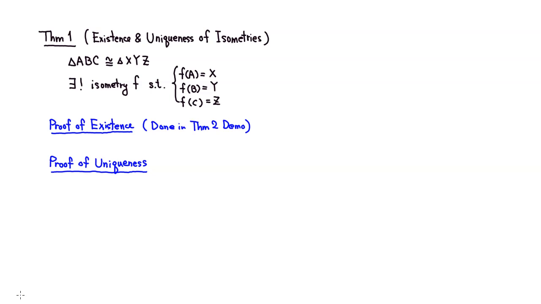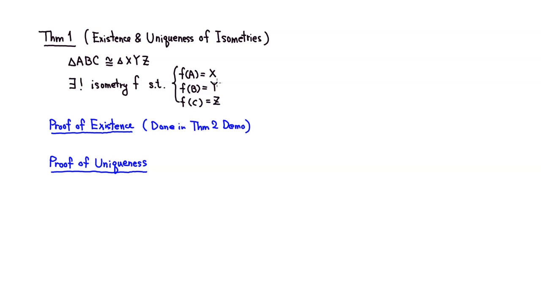All right, let's look at Theorem 1, Existence and Uniqueness of Isometries. Let's say you have a triangle ABC which is congruent to triangle XYZ. Then there exists a unique isometry F such that F of A equals X, F of B equals Y, and F of C equals Z.